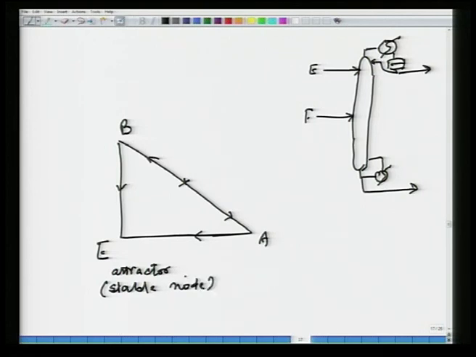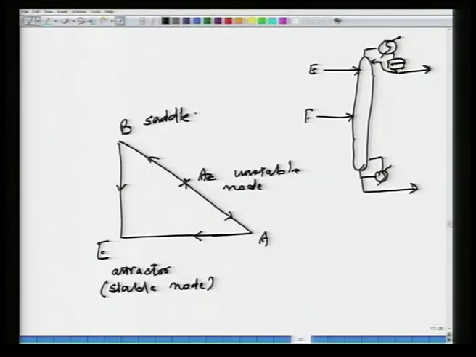So, it's a stable node. That's just some jargon. If you look at the azeotropic composition, it being the lightest of all the A, B, E, and this is the azeotrope. All residue curves emanate from here. It doesn't attract any residue curves. All residue curves emanate from it. This is called an unstable node. Opposite of an attractor, unstable node. Now, A and B are neither attractors nor unstable nodes. So, these are called saddles.